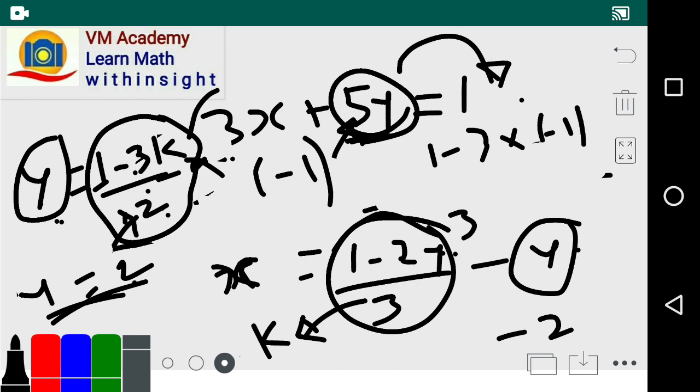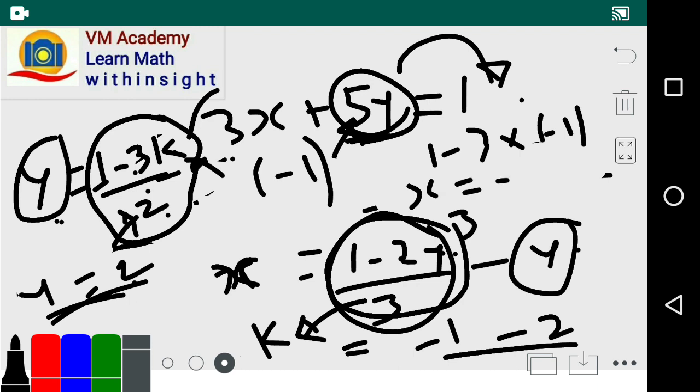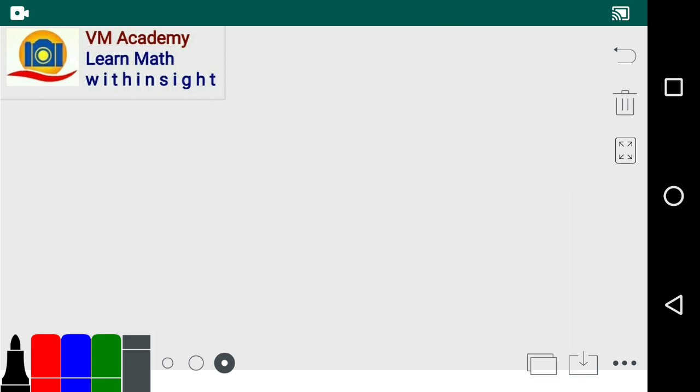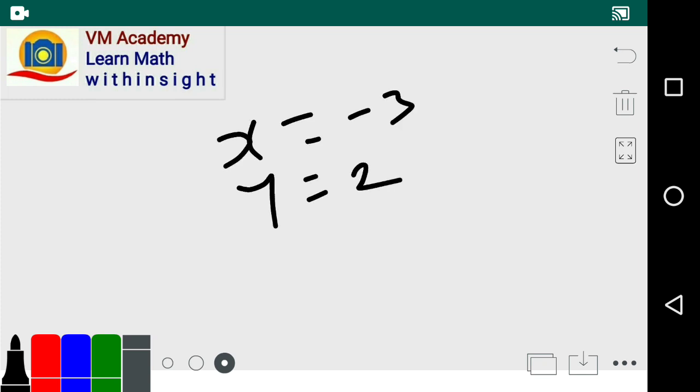Now, substituting this y equal to 2 here, we get minus 2 and 2 into 2, that is 4. 1 minus 4 is minus 3. Minus 3 divided by 3 is minus 1. So minus 1 minus 2 becomes minus 3. So x becomes minus 3, friends. And in this manner, we get the initial solution as y equal to 2 and x equal to minus 3.